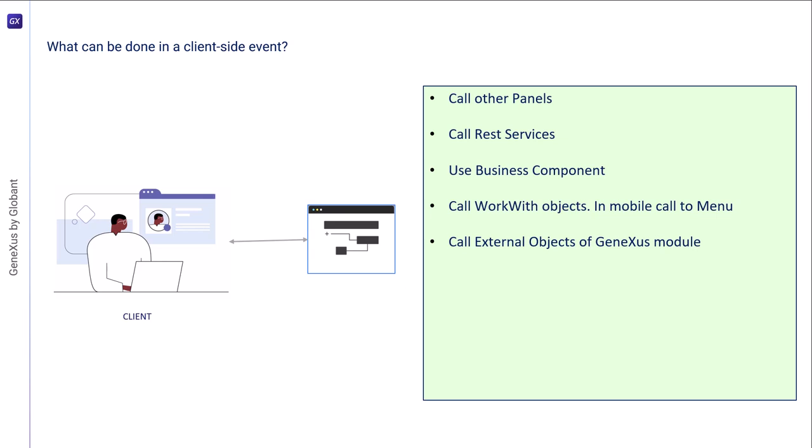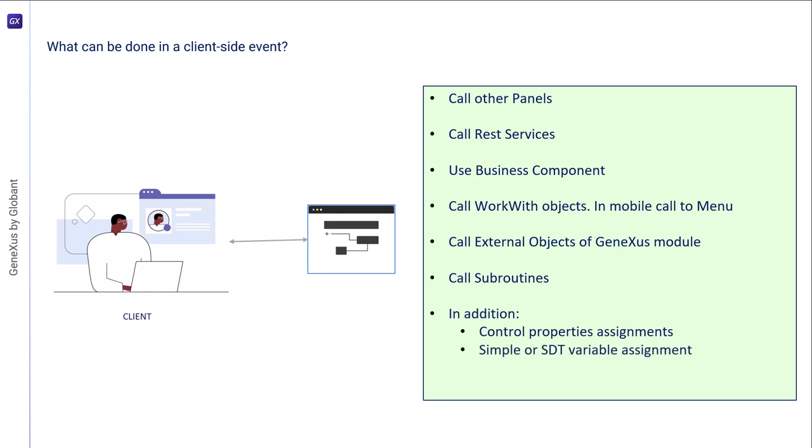Meanwhile, some of them can only be used on web applications, and others can be used on both platforms. From a client-side event, we can call subroutines. In addition, we can assign properties to controls, assign simple or SDT variables, run for each line and for each selected line on grids, use the blocks if, else, do case, and do while.